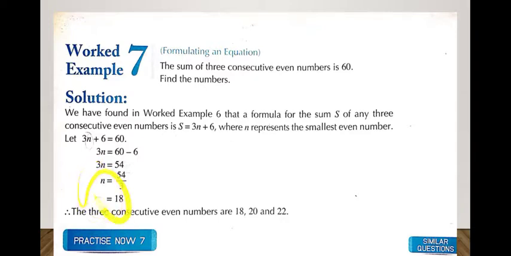The moment you get n equals 18, then the next consecutive even number will be n plus 2, which is 20. The next one will be n plus 4, which is 18 plus 4, 22.